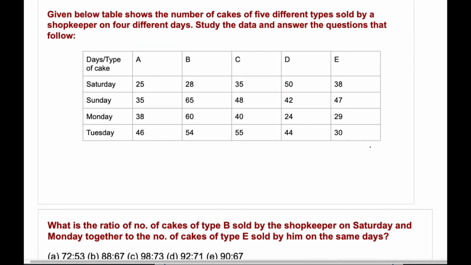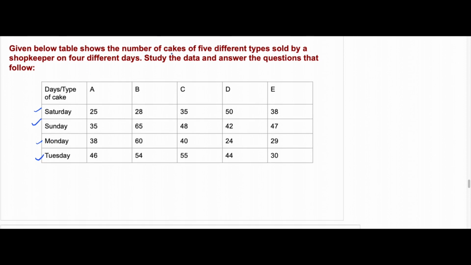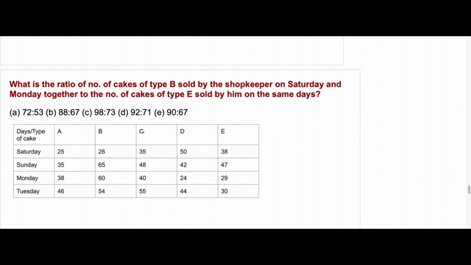Now let's go to the next question. Next we have DI. In this DI, you have the days Saturday, Sunday, Monday, Tuesday, and given below is the number of cakes of 5 different types sold by the shopkeeper on 4 different days. These are the types of cakes and these are the numbers sold. The data is very simple. Let's go to the questions.